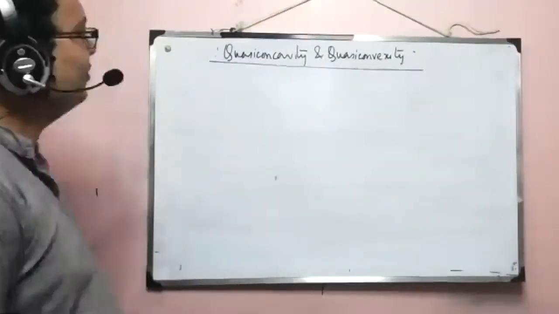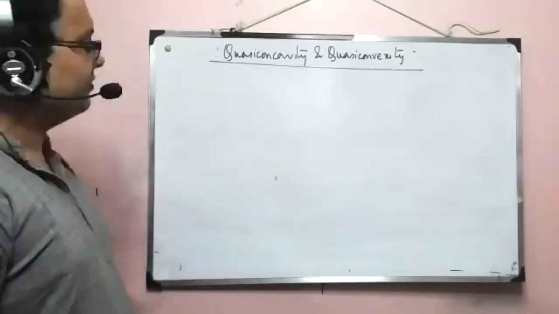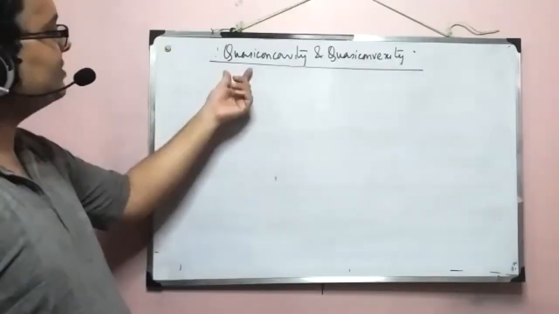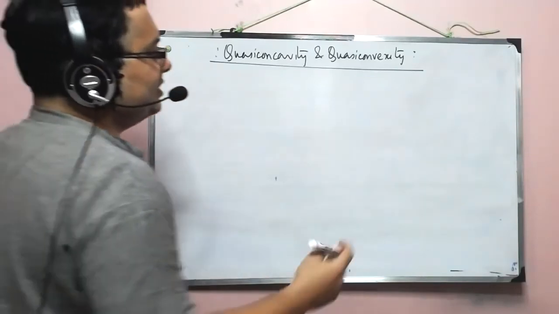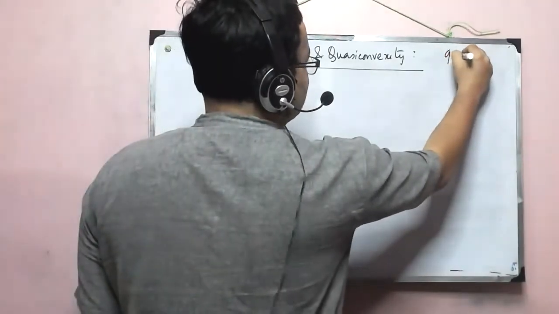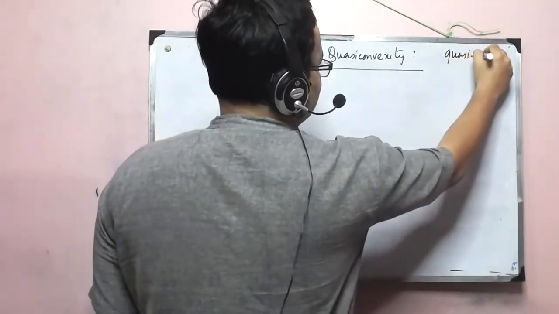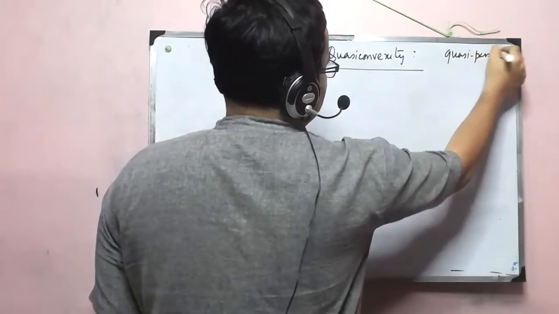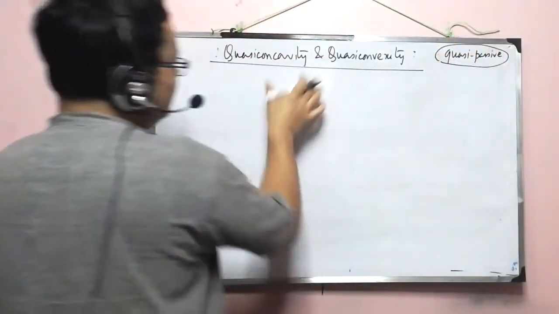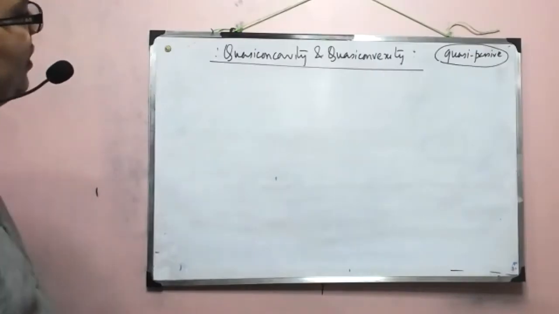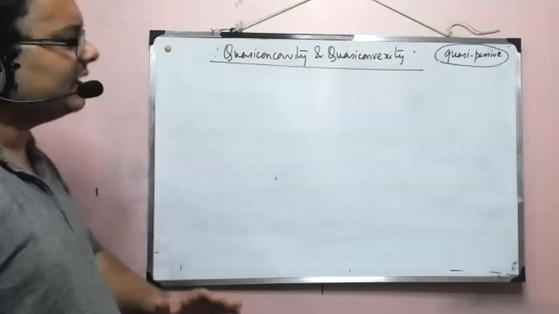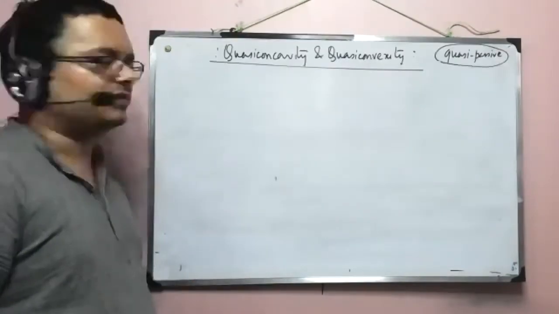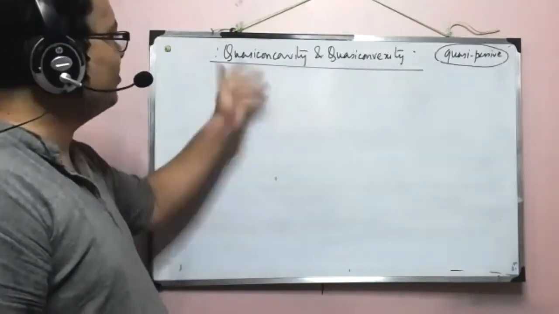Okay, so quasi-concavity and quasi-convexity. Quasi means not, basically. The easiest example in English is quasi-passive voice, which is not properly passive. So here also, a concave or convex curve which is not concave or convex in its entire domain, that's what this quasi term basically means.